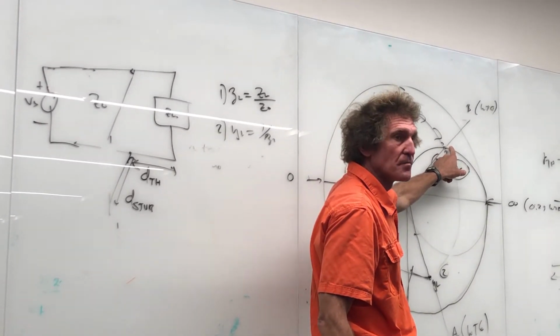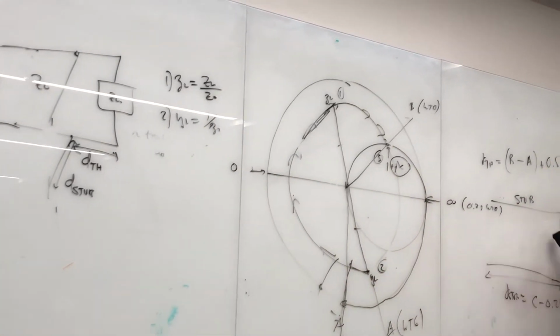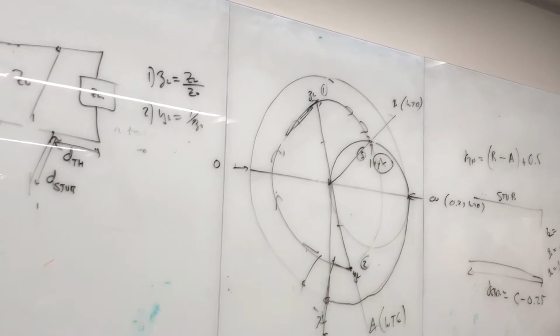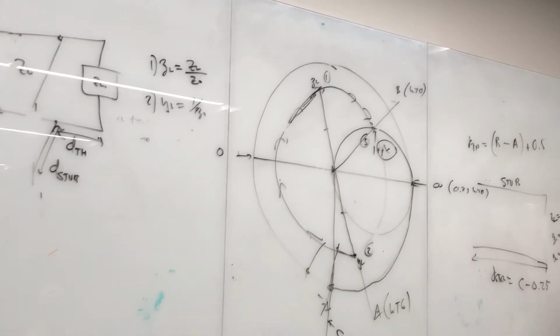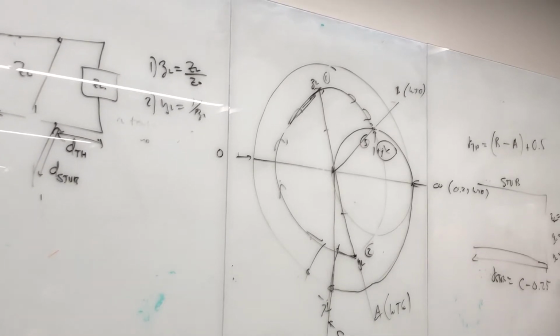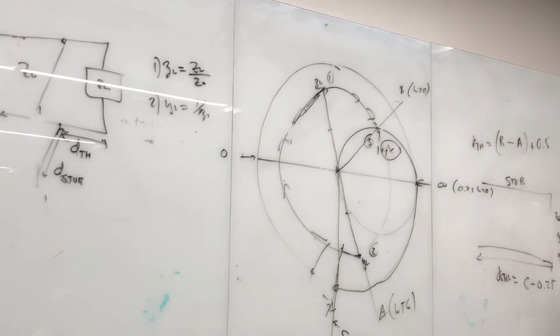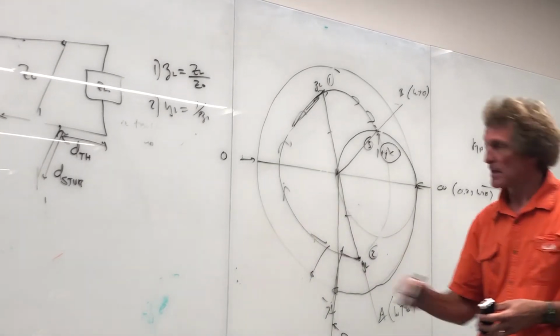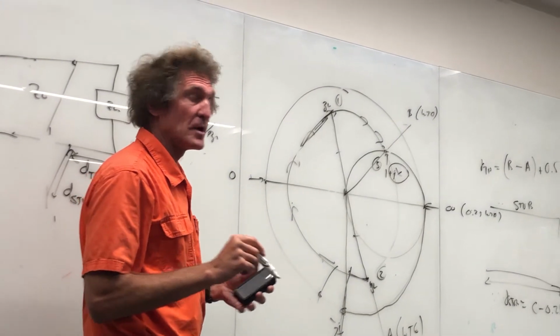What changes? The D stub. If this is an open, then ZL is, and this might answer your question better, ZL normally would still be infinite, right? And what is YL? 0. So now where do we start? 0. We'd start here, correct, class? And we go how far?